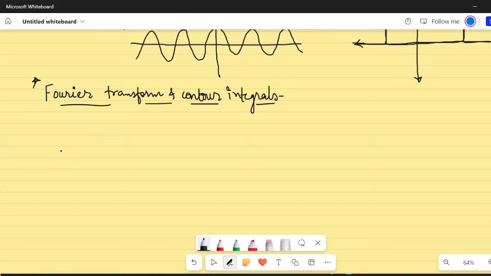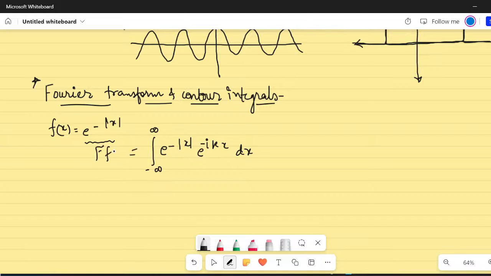So see, what I want to suggest is, let's say I'm discussing a function, f(x) equal to e to the power minus modulus of x. And how to write the Fourier transform first. Basically, if I want to write the Fourier transform of this particular function, it will be the integral from minus infinity to plus infinity of e to the power minus modulus of x, and I will write e to the power iota kx dx.